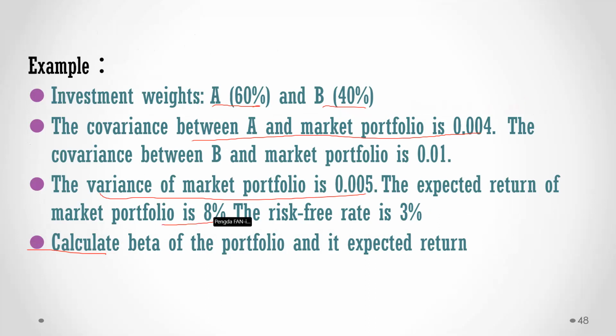The risk-free rate is 3%. So this means that the market risk premium should be 5%. The market risk premium is the market expected return minus 3%. So the 5% is the market risk premium, or in other words, if an asset has a beta equal to 1, then the expected return is 5%. So please calculate the beta of the portfolio and then its expected return.